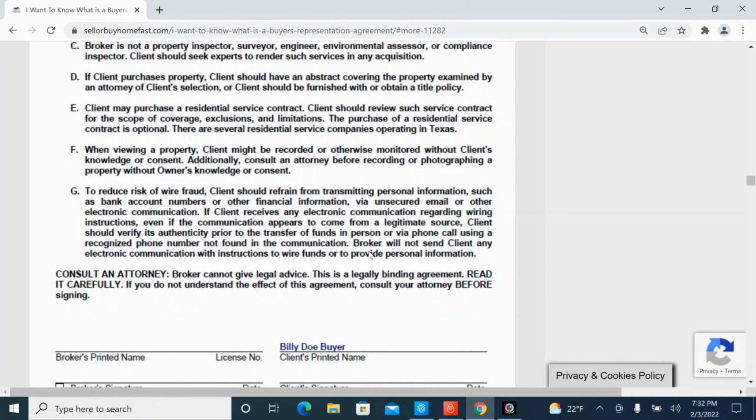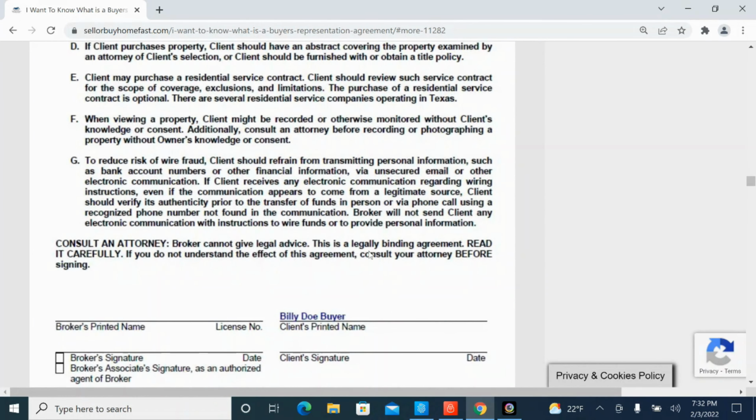Client may purchase, and it also lets you know that you can purchase a residential service contract with any residential services that you choose to go through. Now, what a residential service contract is, pretty much, is a home warranty. So that's what it's typically known as, home warranties. And you can basically go anywhere you want to try to find a residential service contract or a home warranty company.